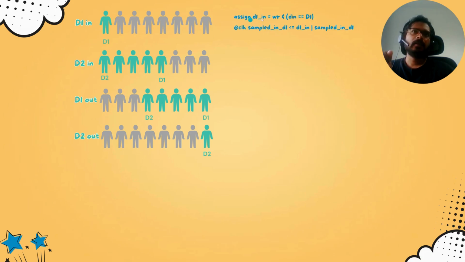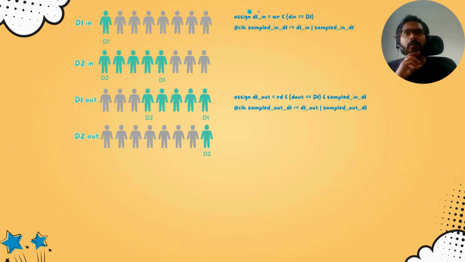This is a combinational assignment, it immediately happens, and at the positive edge of the clock, when this D1_in is set, it will set a sticky flag, or kind of a level signal. By that, I mean it gets asserted and stays there forever, unless we are resetting the design. So D1_in is going to be a small pulse when this condition is true, and then sampled_in_D1 is going to be a level signal from the next cycle onwards. We have similar signals for D2 as well. I'm not going to explain that to reduce the clutter.